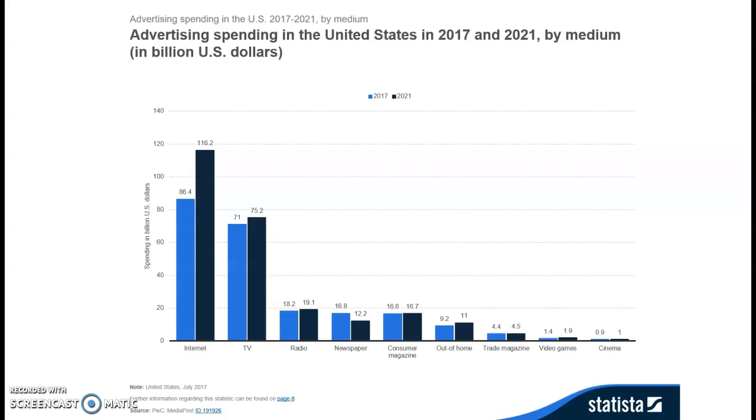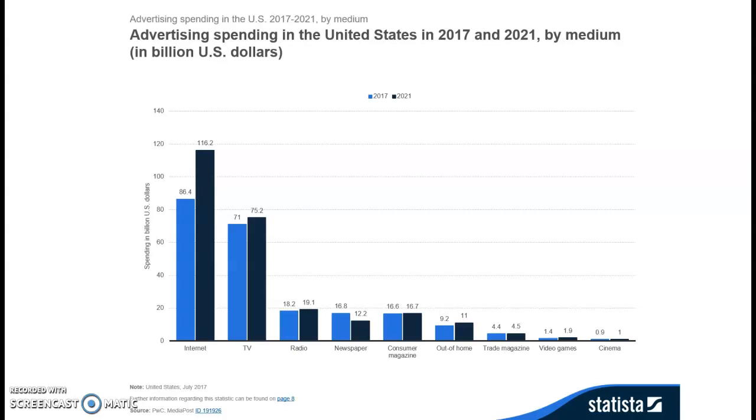So we see internet spending, which includes mobile, going from 86.4 billion up to 116. So clearly the highest growth, not surprisingly, is coming from internet. And this is now kind of getting us ready to think about trends and what's going on with all of these media that we've been talking about.